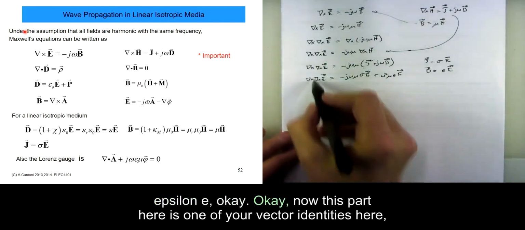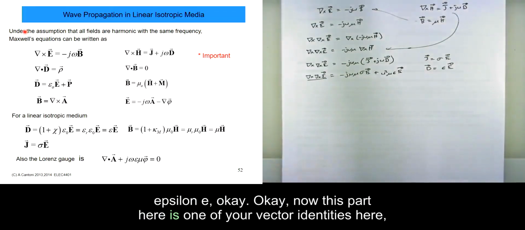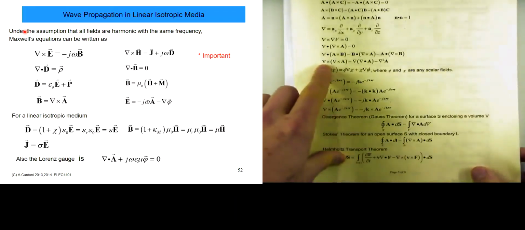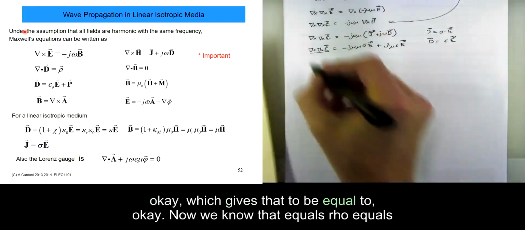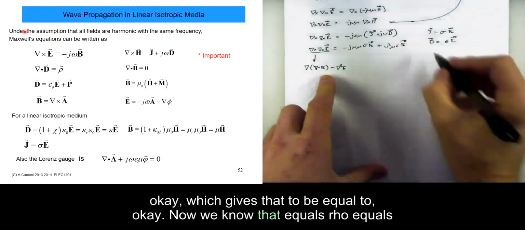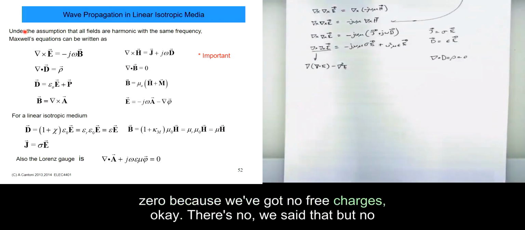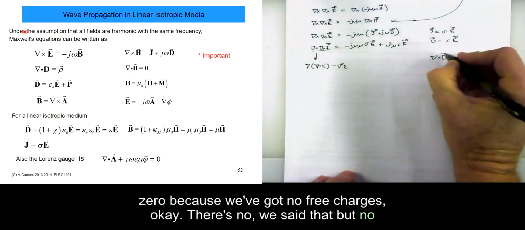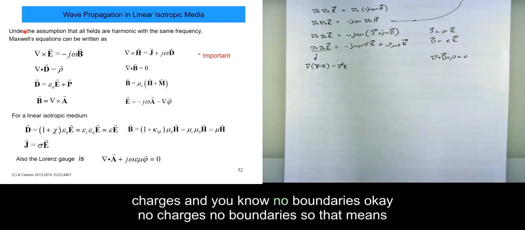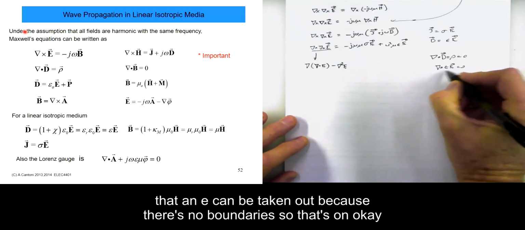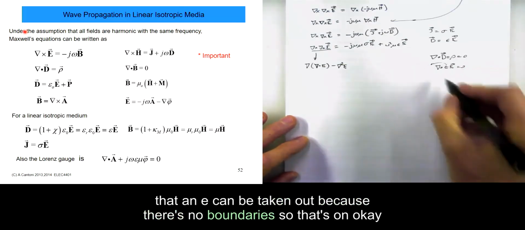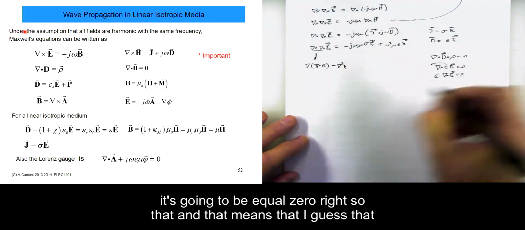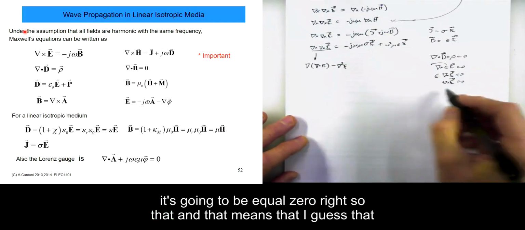Now, this part here, there's one of your vector identities, which gives that to be equal to a certain expression. Now, we know that rho equals 0 because we've got no free charges. We said that we've got no charges and no boundaries. No charges, no boundaries, so the gradient of epsilon is going to be equal to 0, right? So that goes into there.